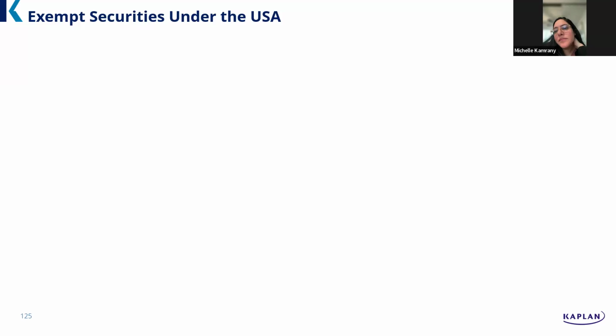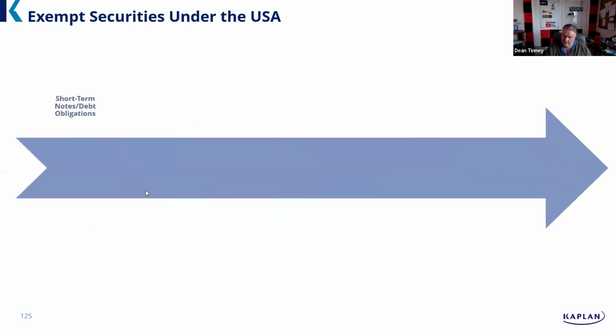So I'm not talking here about exempt securities under the 33 Act. I know you're excited. Here I'm talking about exempt securities under the Uniform Securities Act. What this means is I do not have to register these securities with the state administrator. These I can sell unregistered. So commercial paper does not need to be registered with the state administrator.